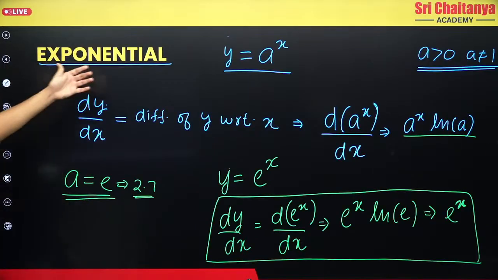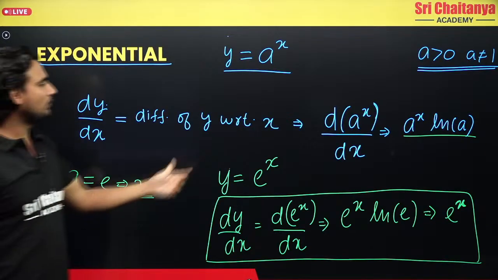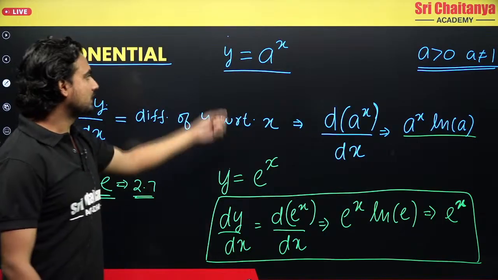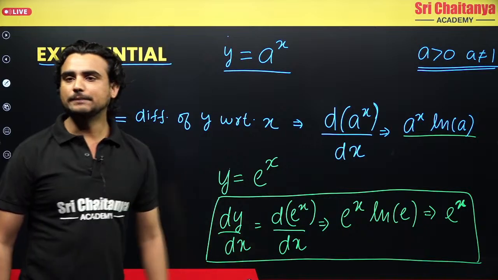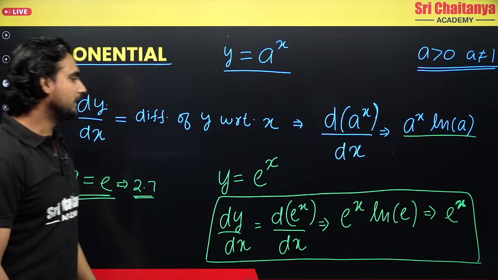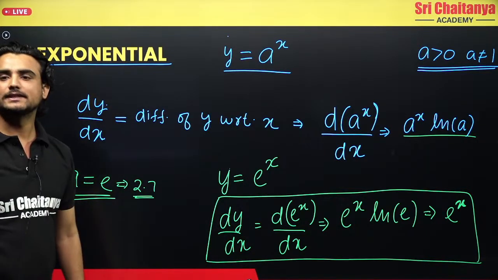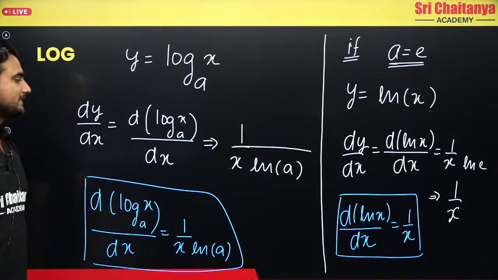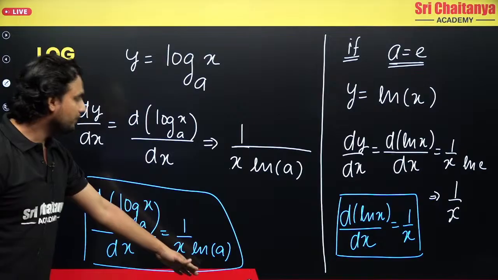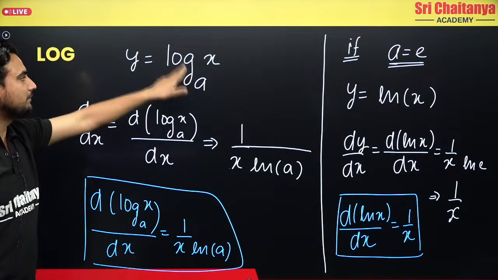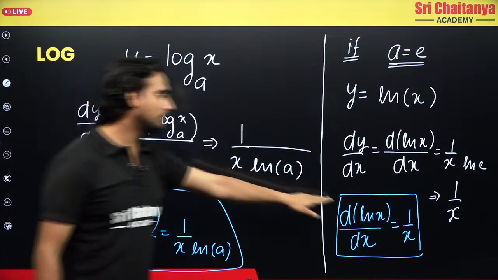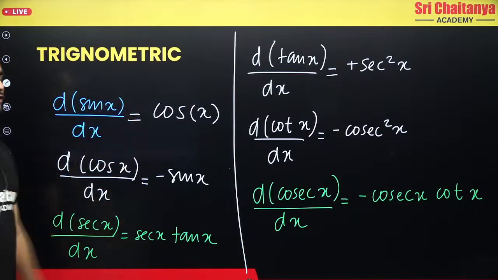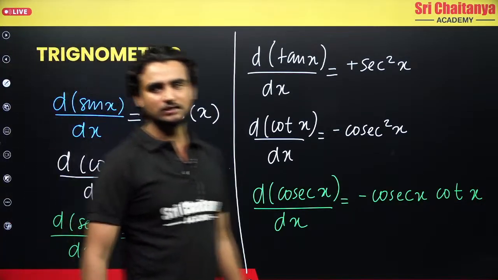Next, I will have an exponential function. So differentiation of y equals a power x becomes a power x ln a, and if I substitute this a with e, this will become e power x. So differentiation of e power x is e power x. For a log function y equals log x base a, I will have 1 upon x ln a, and if I substitute this a with e, this will become ln x, and differentiation of ln x is 1 by x. And lastly, we have the 6 trigonometric functions for which the formulas are as this.